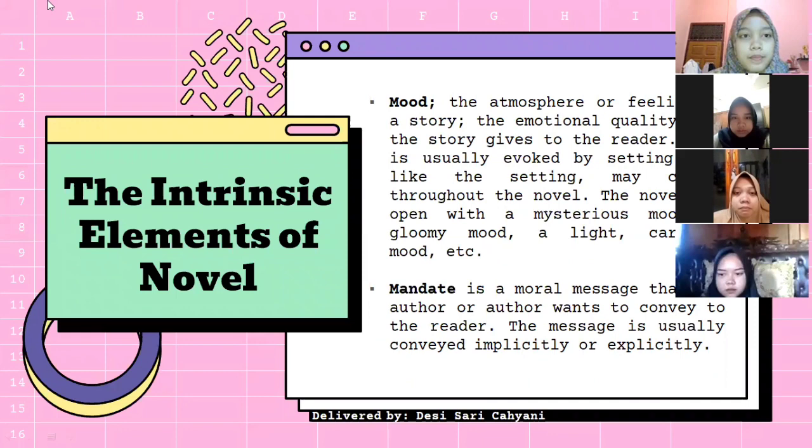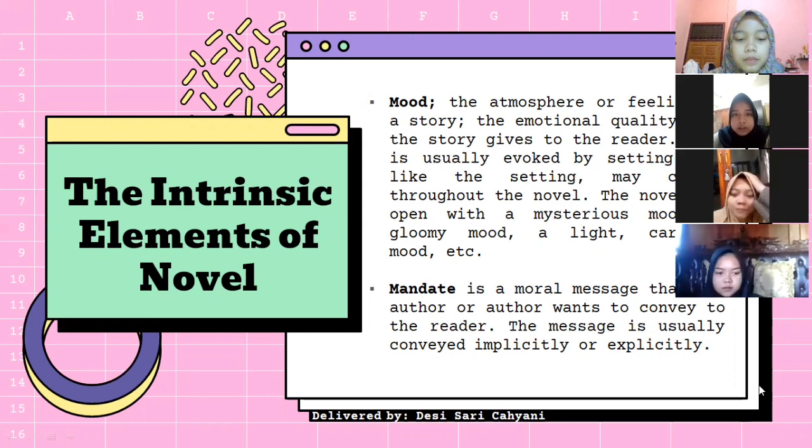Okay, thank you, moderator. So I will continue Firsta Belingga's presentation about the intrinsic elements of the novel. The seventh is mood. Mood is the atmosphere or feeling of a story, the emotional quality that the story gives to the reader. This is usually evoked by the setting and how the setting is mentioned throughout the novel. The novel may open with a gloomy mood, light, carefree mood, and etc.